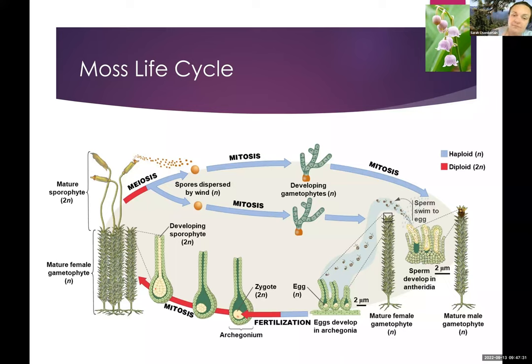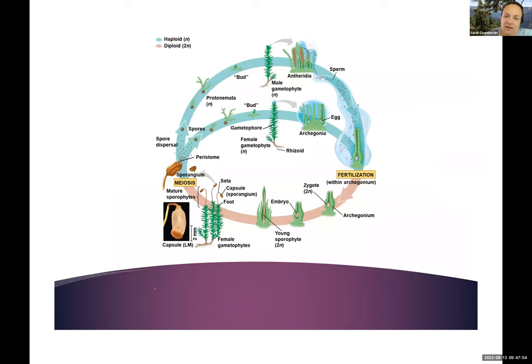All right. So you know the moss life cycle, right? It is an alternation of generations. It has a multicellular gametophyte and a multicellular sporophyte, but the haploid generation, the gametophyte generation, is the dominant life stage. Here's what that looks like in Freeman, and here's what that looks like in Campbell. Essentially it's the same-ish. Details are different, but same kind of thing.